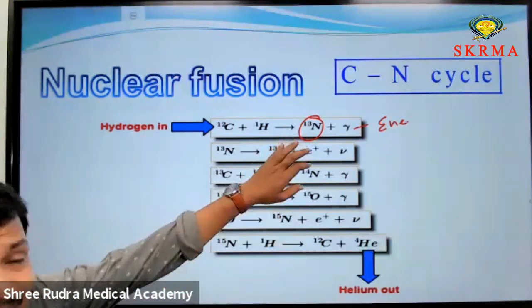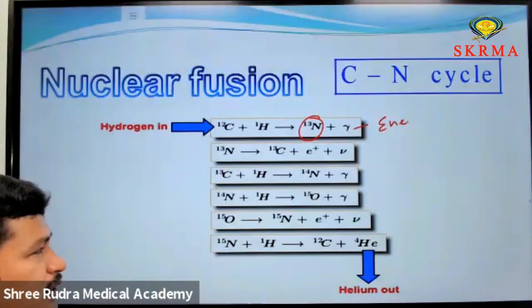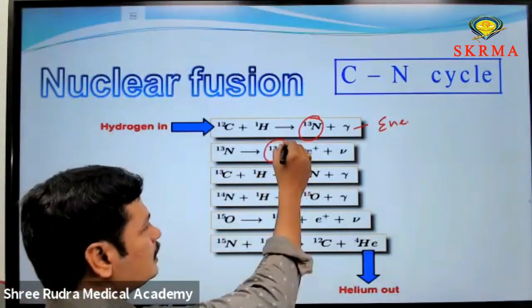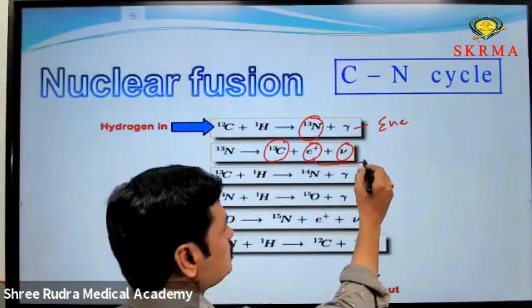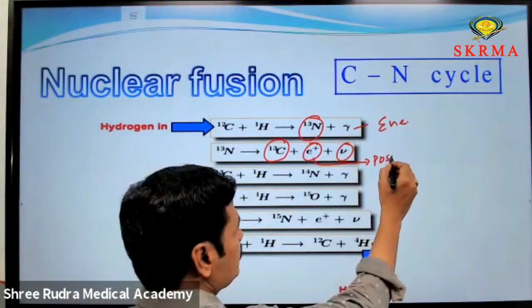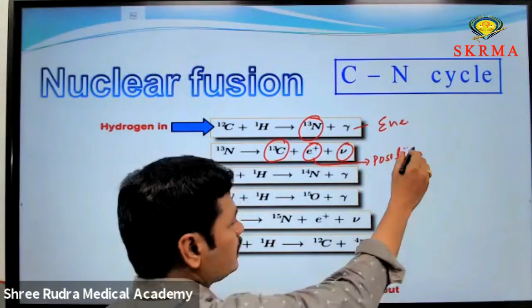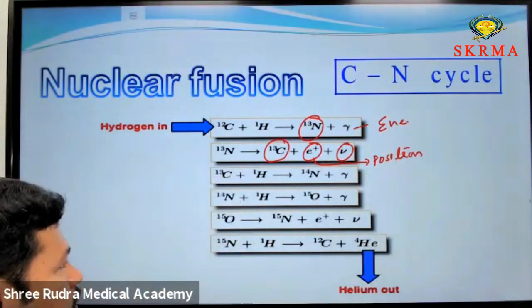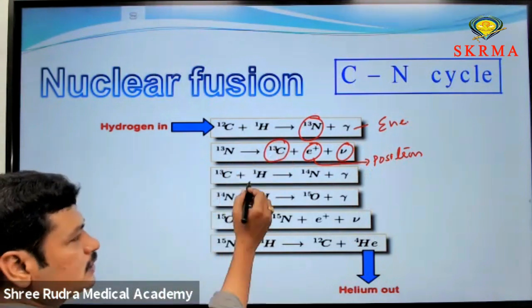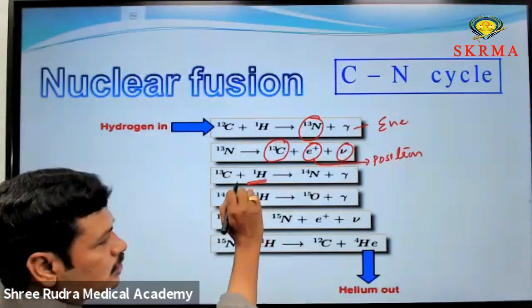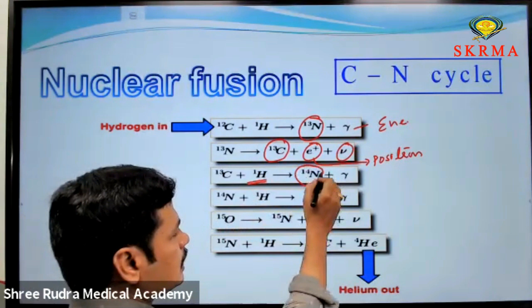Further, the N13 is unstable. That's why it further decays into carbon-13. A positron is released and a neutrino is also released. This is a positron, the antiparticle of the electron. Again, the 13C reacts with another proton and produces carbon.